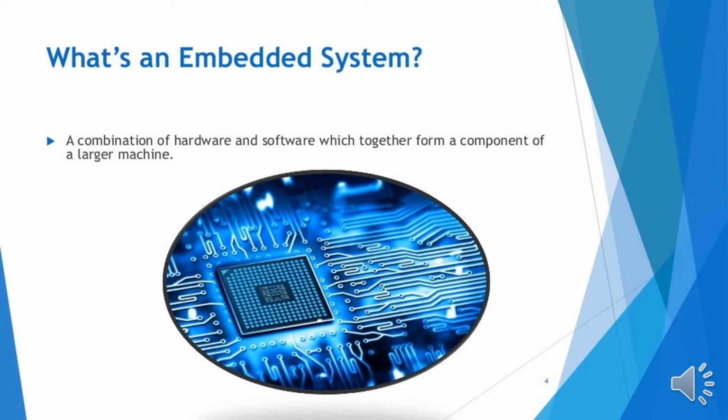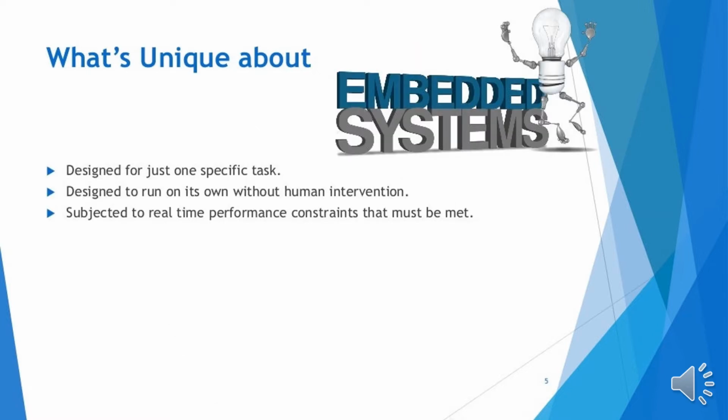So first, coming to the point, what is an embedded system? Whenever we hear this name embedded, we know something is getting embedded. That is, it is a combination of hardware and software which forms a component of a larger machine. So this particular thing is called an embedded system. What is unique about this embedded system is we can design it for a specific task. Next thing is it will be running on its own without human intervention. That is, there is no need for human involvement.